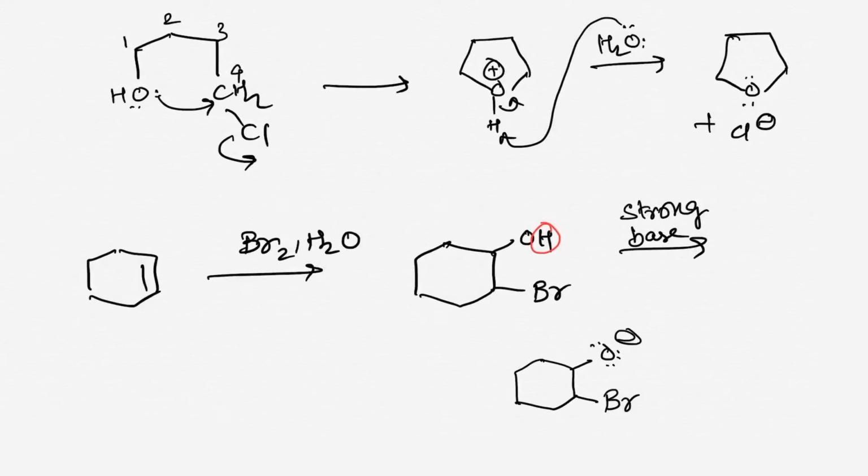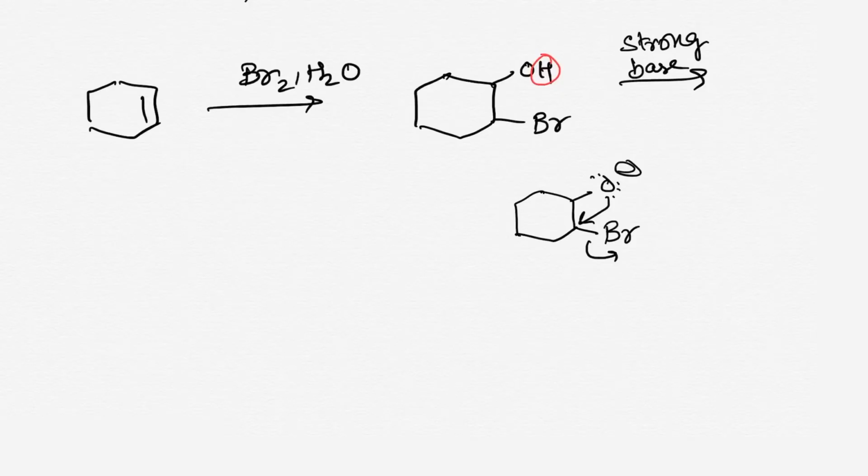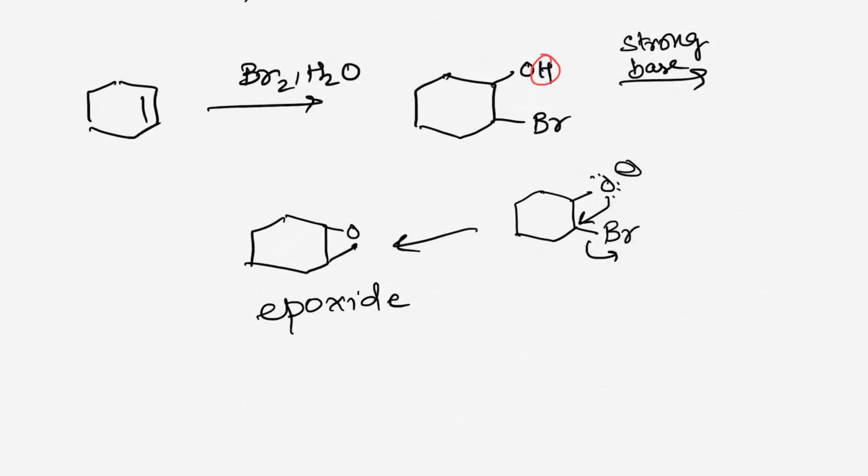This oxygen can attack this carbon and kick off the bromide, really creating an epoxide at the end. Okay. So, this is a new functional group, the epoxide functional group, that gets created as the halohydrin is subjected to a strong base. Okay. So, typically we see these SN2 reactions for the formation of 5 and 6 membered rings, but under certain conditions, for example, in the case of strong base, a halohydrin can give you an epoxide.